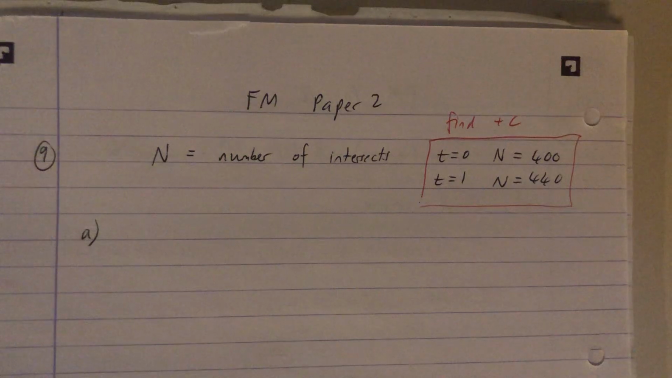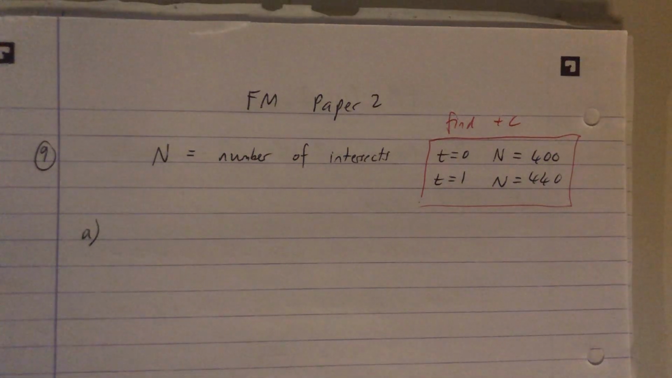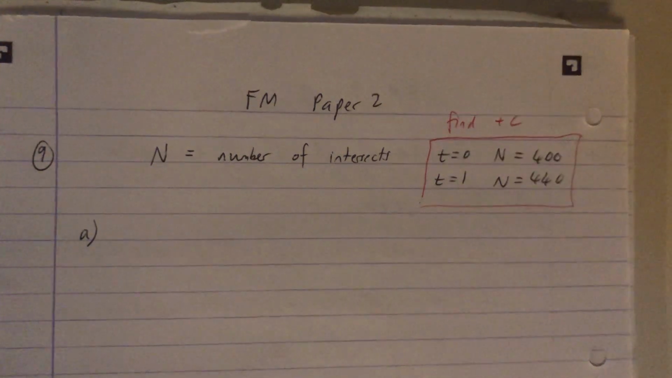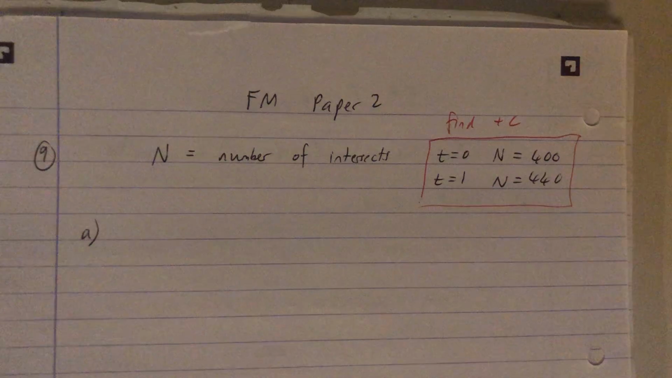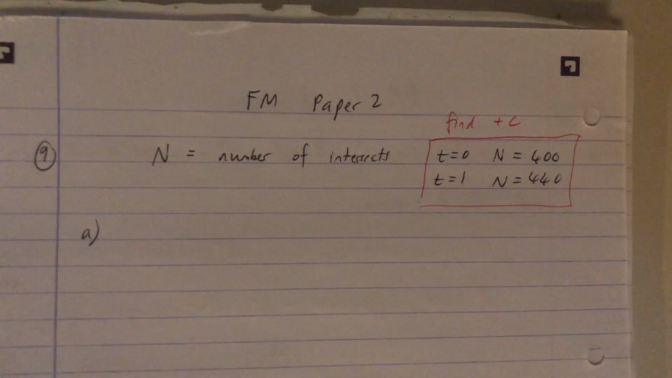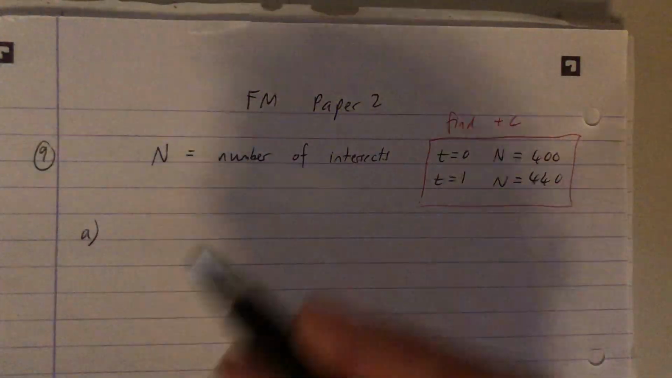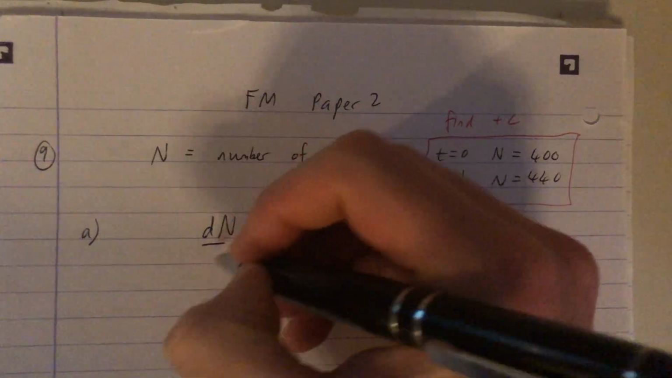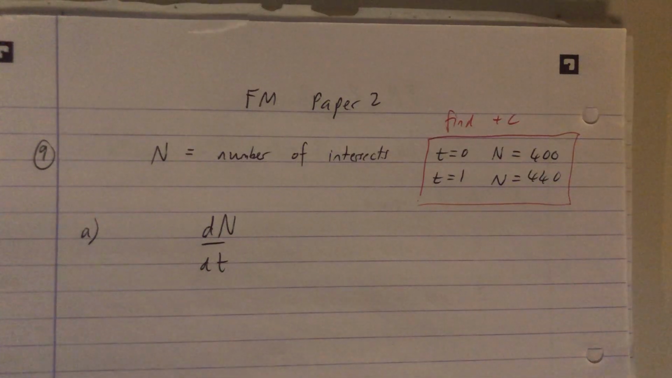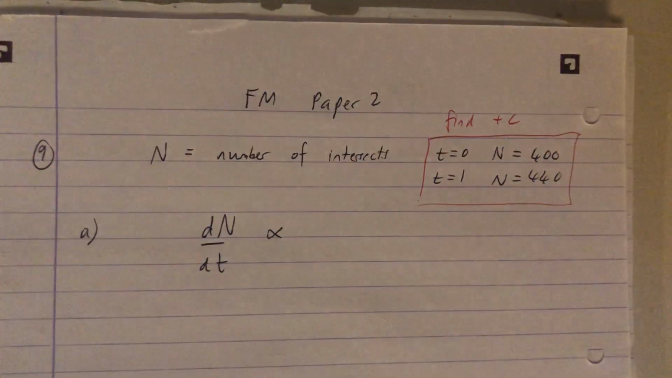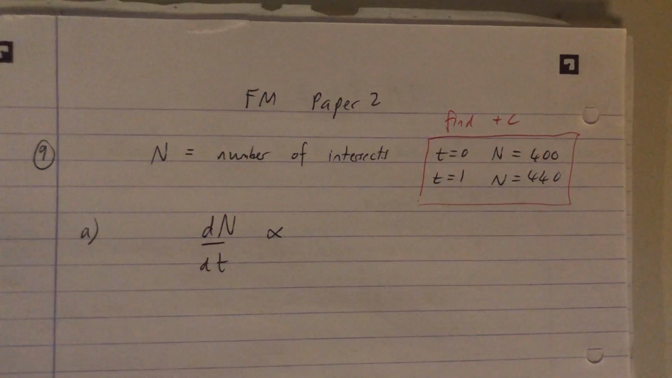Part A is write down a differential equation to model this situation. This situation is as follows. A scientist assumes the rate of increase. So the word rate means differentiate with respect to time. So that would be dn by dt is inversely proportional to the number of insects present at time t.